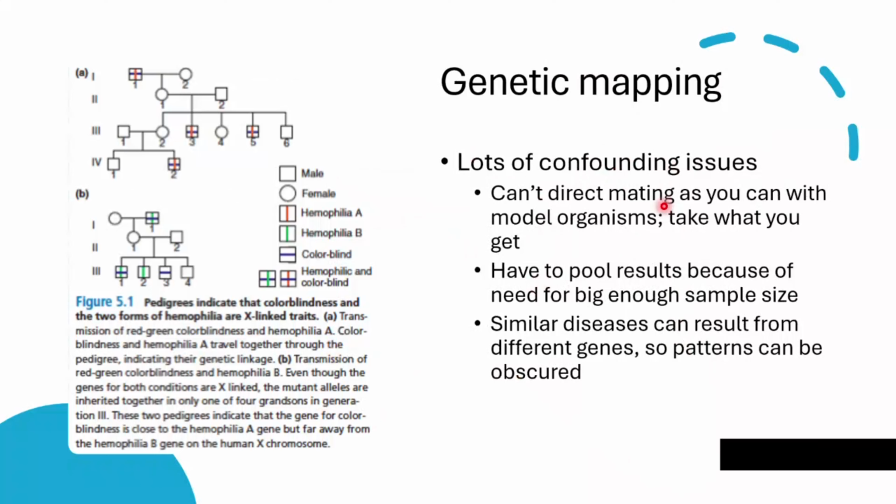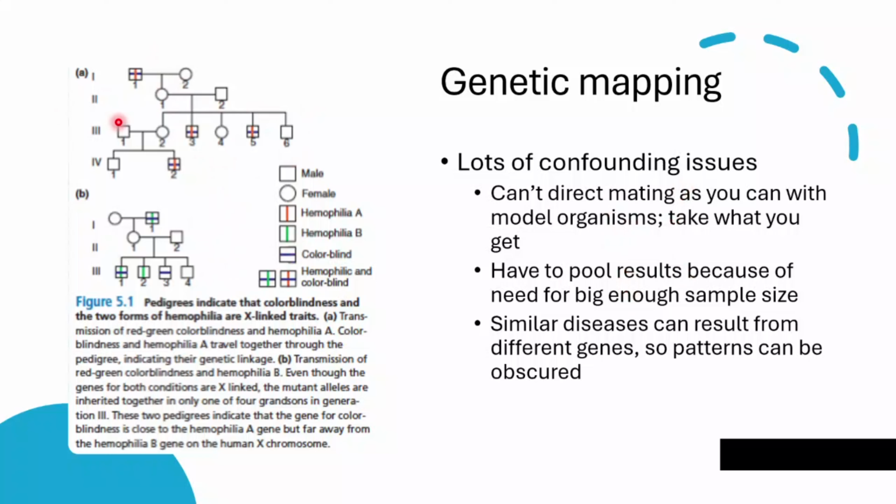Not only that, there's a lot more issues with the genetic mapping. One of the issues is, obviously, as I said, you can't direct mating, like for model organisms. You have sometimes to pool results together. So this happens because you can't find enough people, and so you will pool different studies together. So this creates already its own issue in terms of inconsistency and reproducibility.